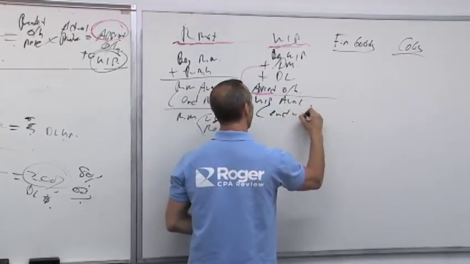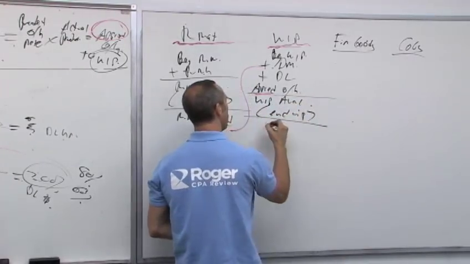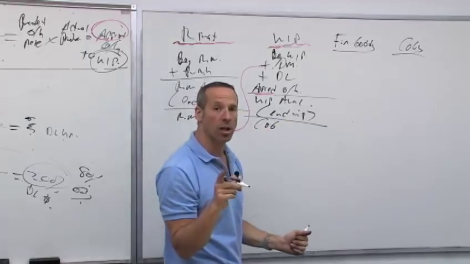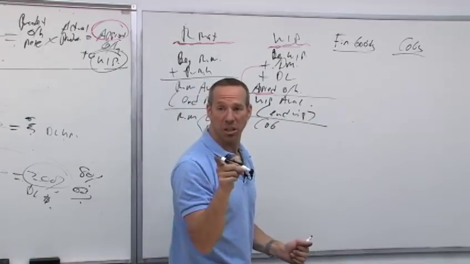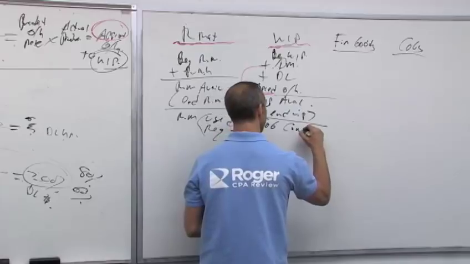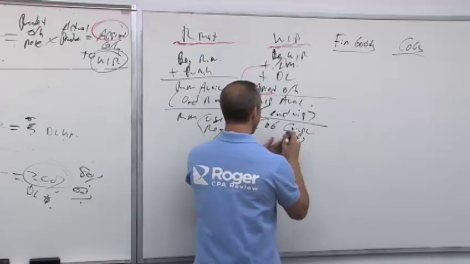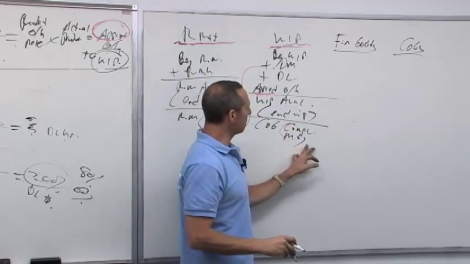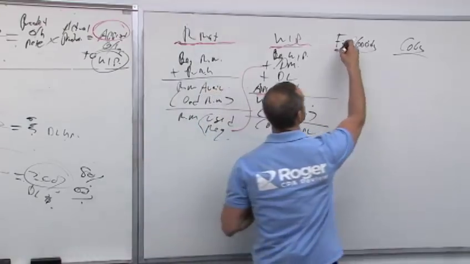Minus ending WIP, work in process, equals cost of goods, careful, not cost of goods sold. It's called cost of goods completed or manufactured. Now, cost of goods completed or manufactured: where do those go? Those go into finished goods.